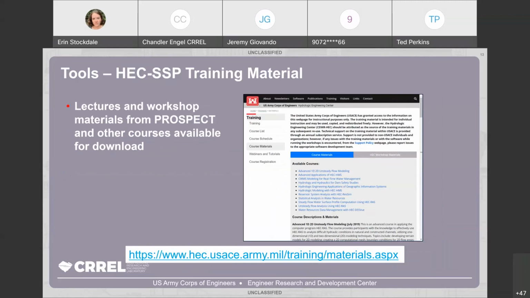They also have a lot of lectures and workshop material that will help you learn this particular software if you don't have any experience with it. And so that's one thing that's kind of nice about this particular tool. There are freely available workshops and documentation out there that are pretty extensive. So I think that's certainly one of the advantages of using one of HEC's tools.